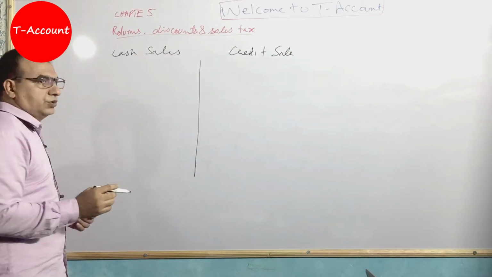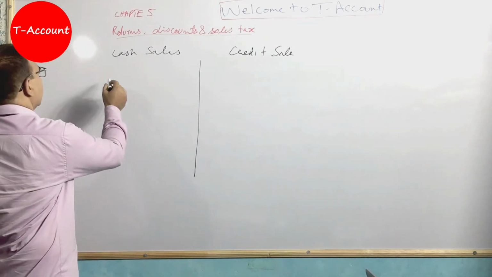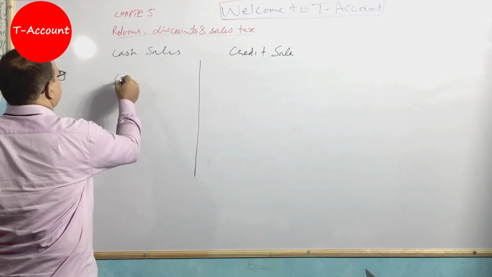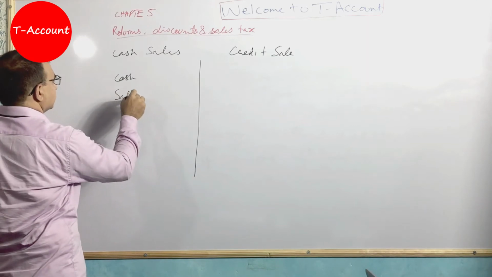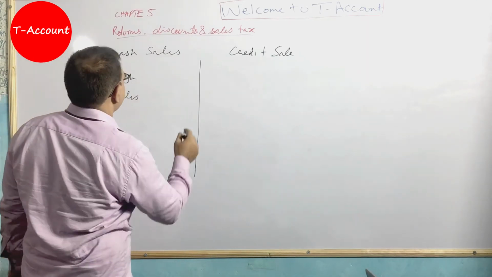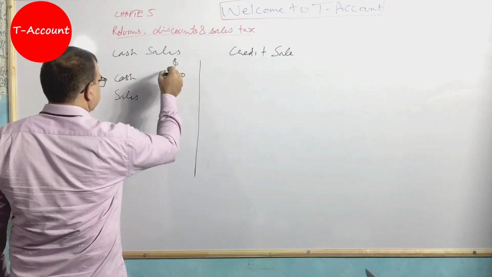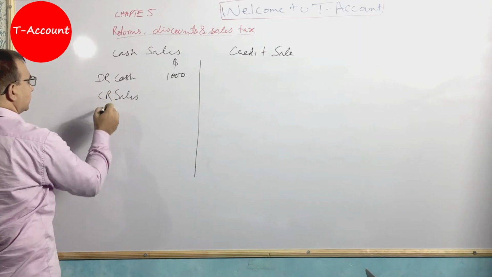What do you do when you make sales, without wasting any time? When you book sales, you debit cash and credit sales. This is the entry. Let's say it's for $1,000. Debit cash and credit sales.